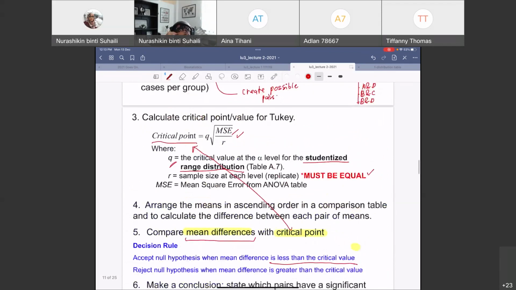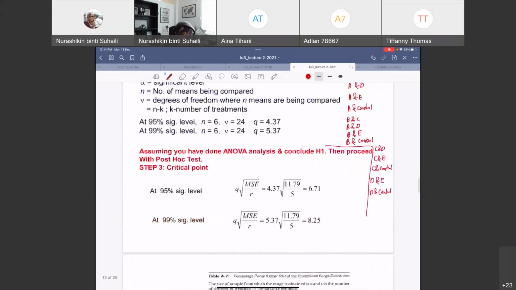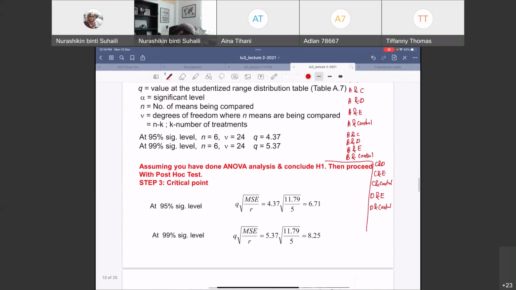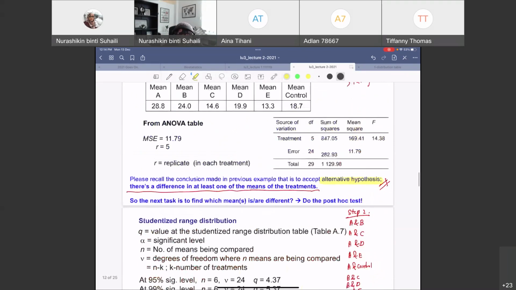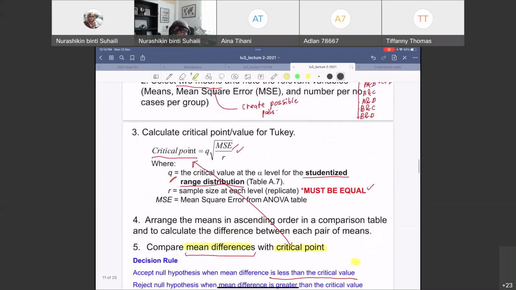And then what else? Q. Okay, you have to find what's Q. Okay, Q. So means here, right? So the MSE, if you refer to the table, the value is 11.79. R is 5. So how to find the Q? This Q. So given to us, what's the alpha value? Okay, 0.01.